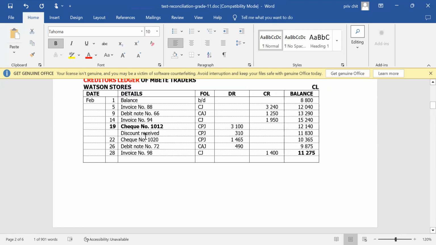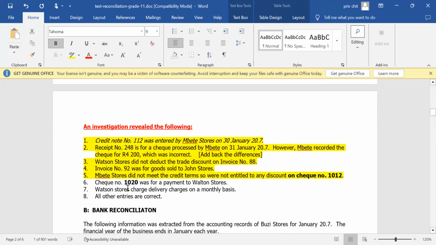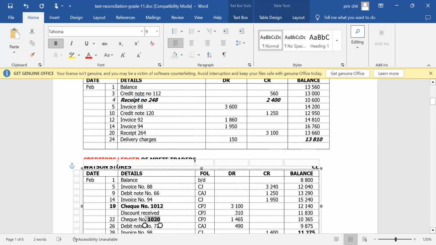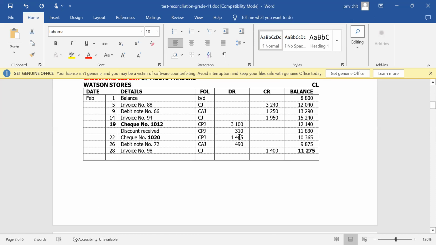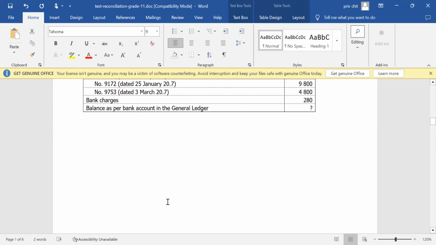Check number 1012, which is 1,465. No, it's 1020, not 1012, of 1,465. Who were we paying? We were not paying Watson. We were paying Walton. Because we are paying, obviously we expected it was going to reduce our balance of 11,830. So if we had subtracted it, when we correct it, we're adding it back. Does it make sense? Yes.